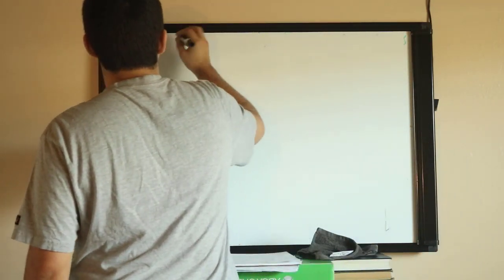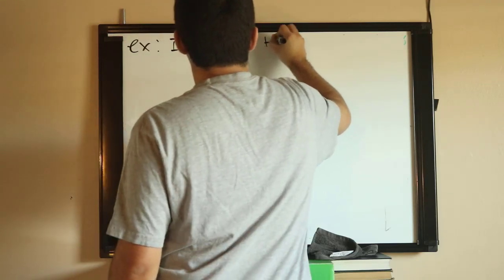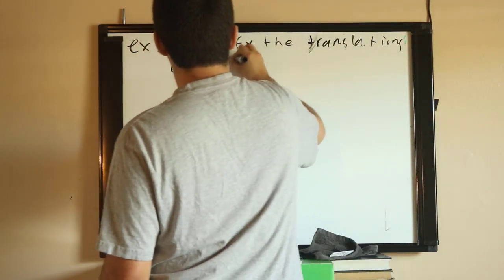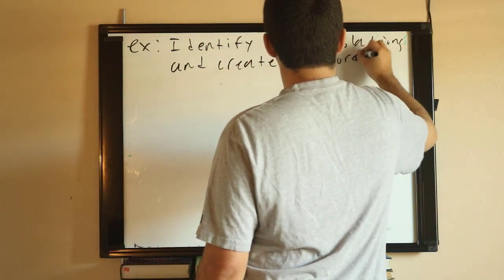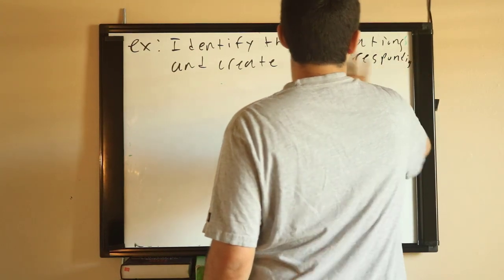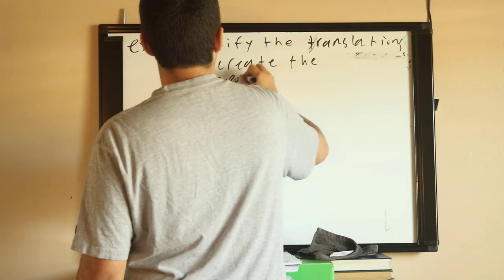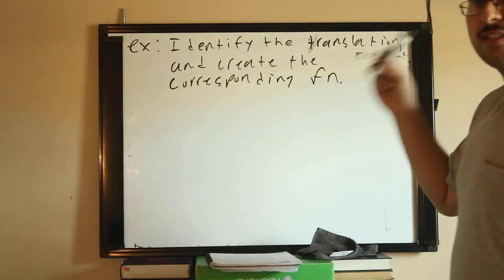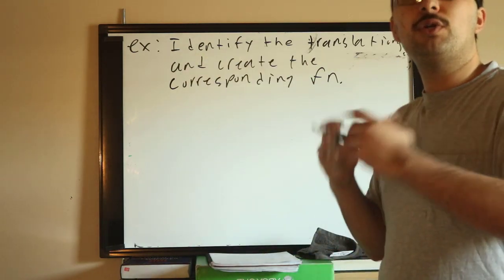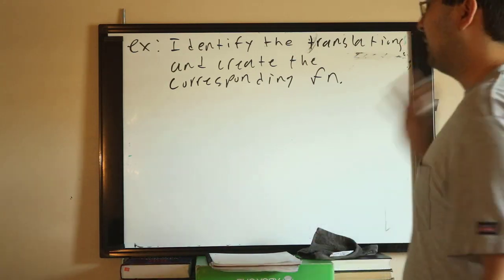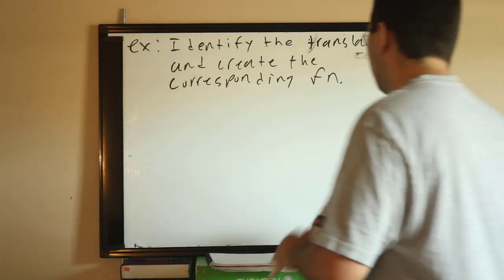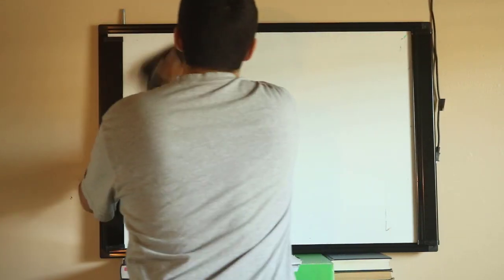So, identify the translations and create the corresponding function. Okay, so in this example, I'm going to give a graph. Then we're going to look at the graph, identify the translations that have happened to this graph, then create the function that makes that graph. So again, I'm going to erase the directions because I'm going to need the board space. Take a moment, pause the video now, make sure you get these directions written down. Okay, so now let's go ahead and do this example.